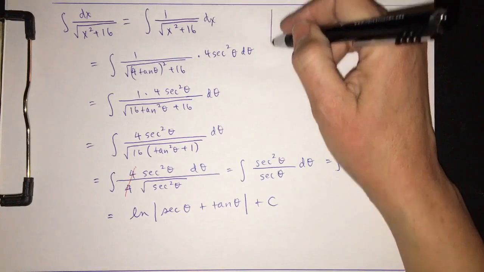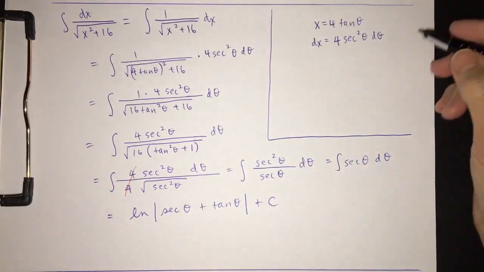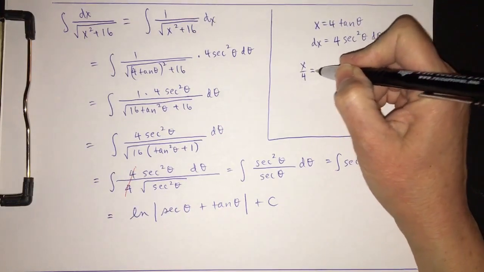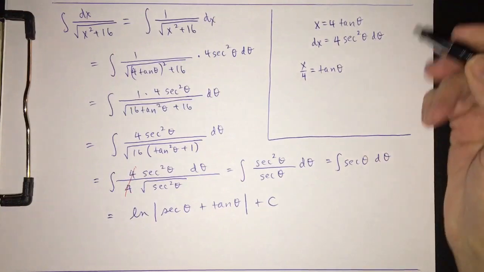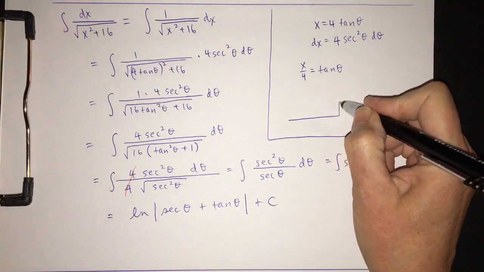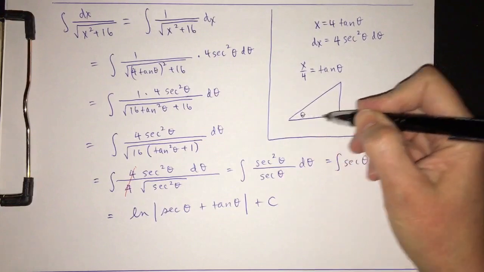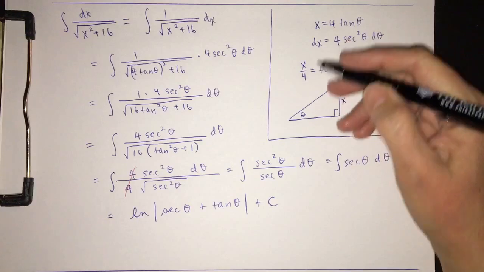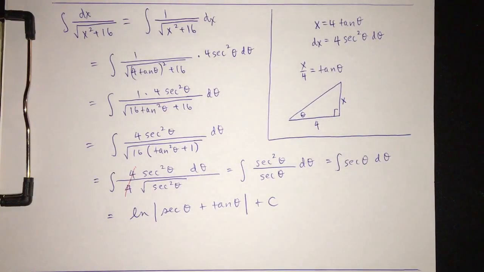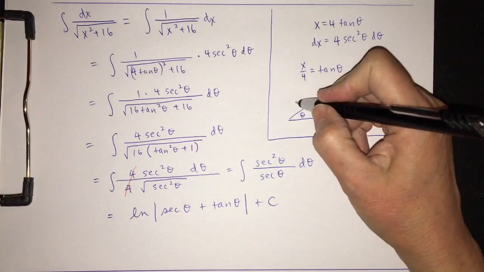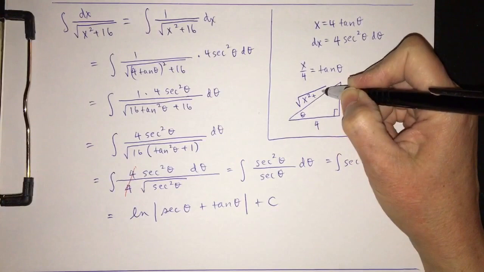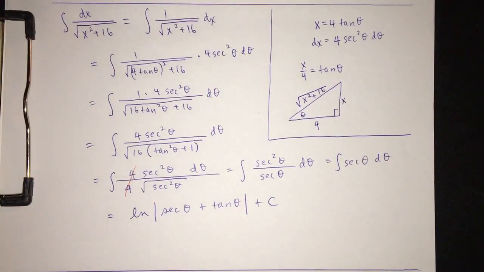So I'm going to go back up here and put in my thinking work here. I'll have x over 4 is tangent theta, and tangent is opposite over adjacent. So the opposite side is x, the adjacent side is 4. And to get the hypotenuse, you can use the Pythagorean theorem, and it'll be the square root of x squared plus 4 squared, or the square root of x squared plus 16.